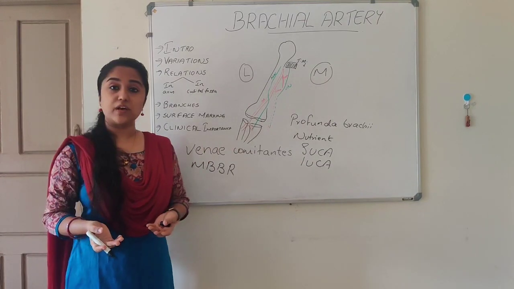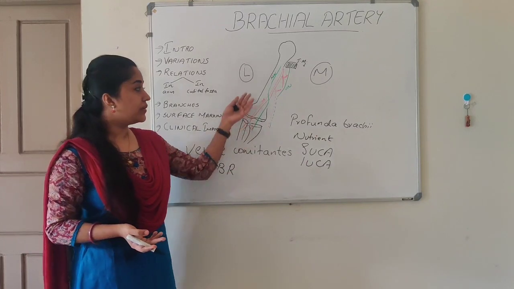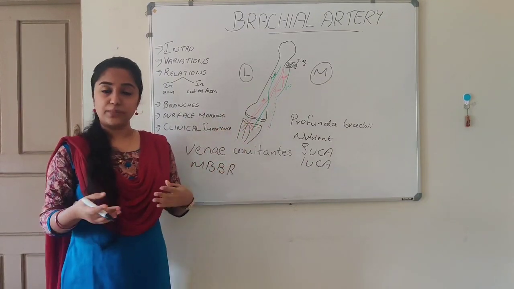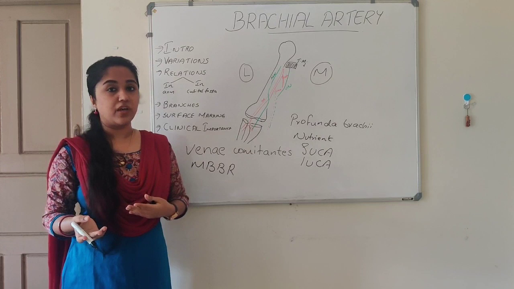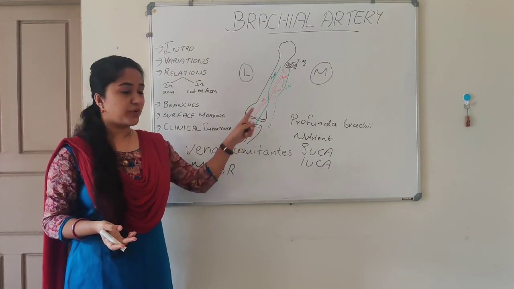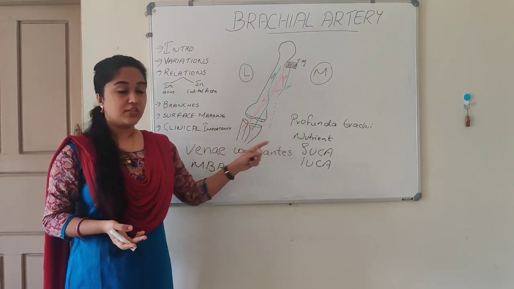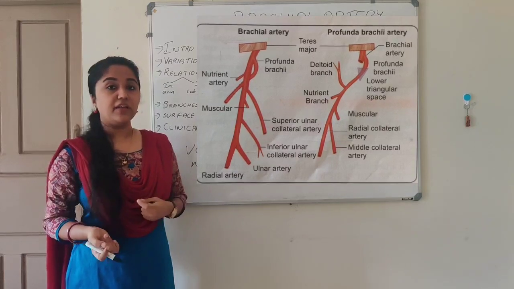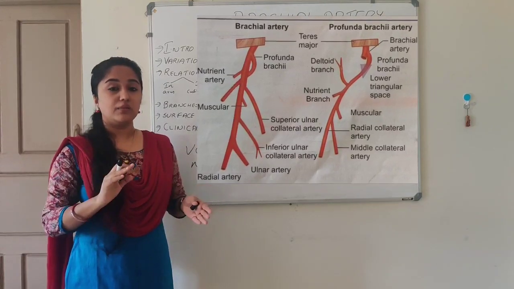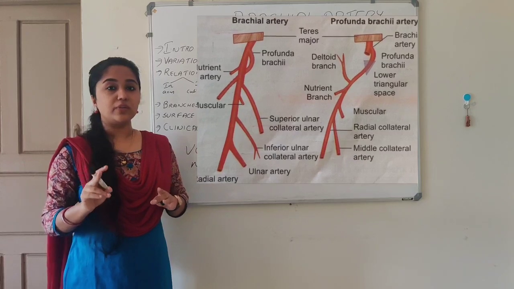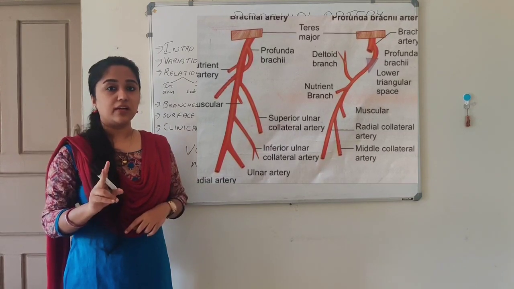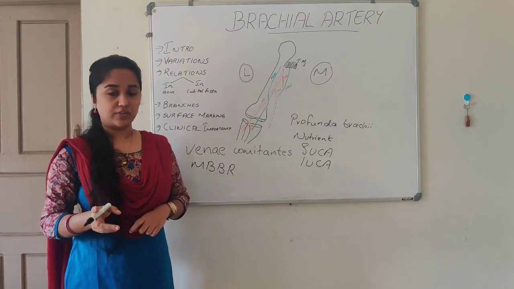The next set of branches is the muscular branches. The muscular branches supply all the flexor muscles of the arm. So the main branches are profunda brachii, nutrient artery, superior ulnar collateral artery, inferior ulnar collateral artery, and the muscular branches. And don't forget about the terminal two branches. They are the radial and the ulnar arteries.